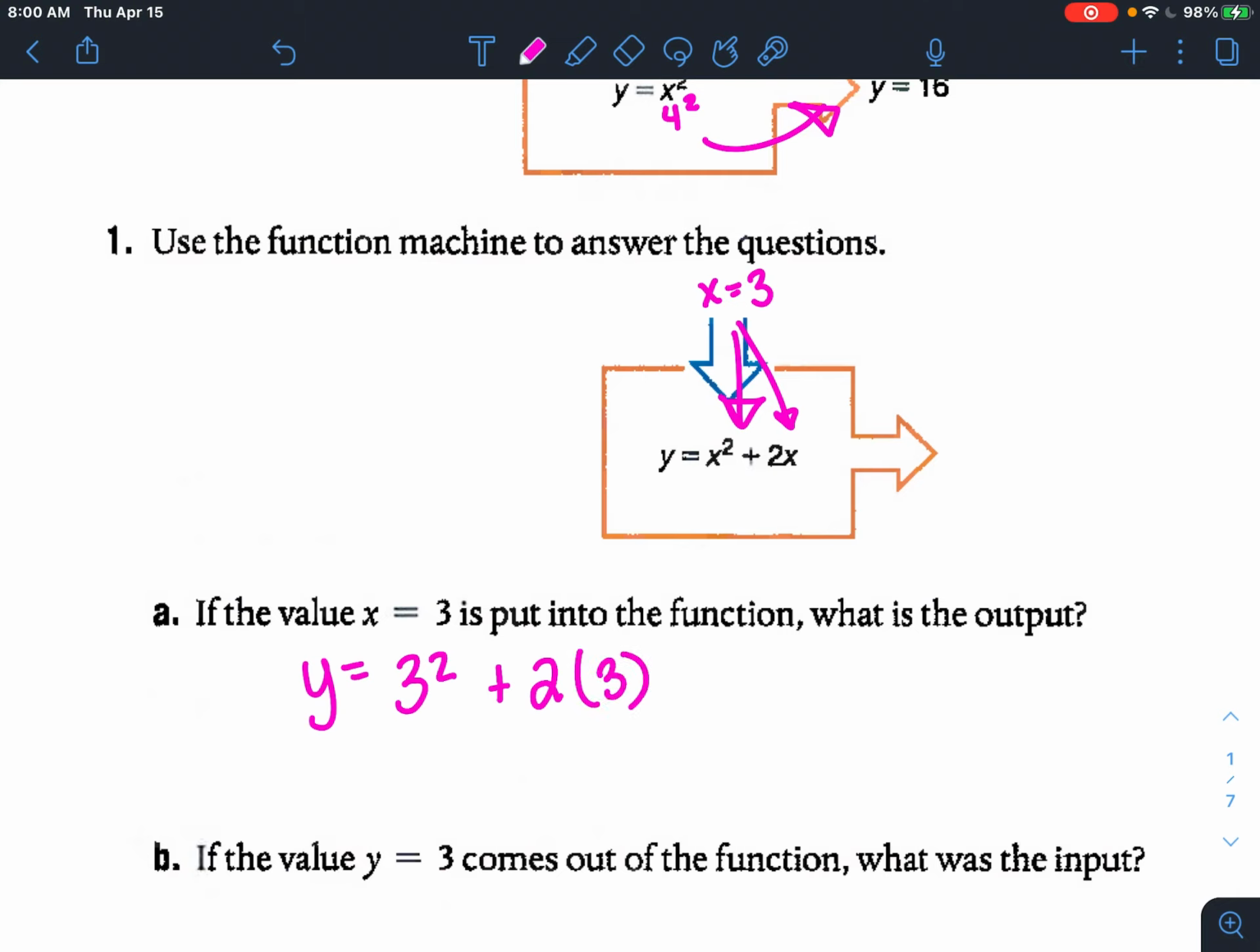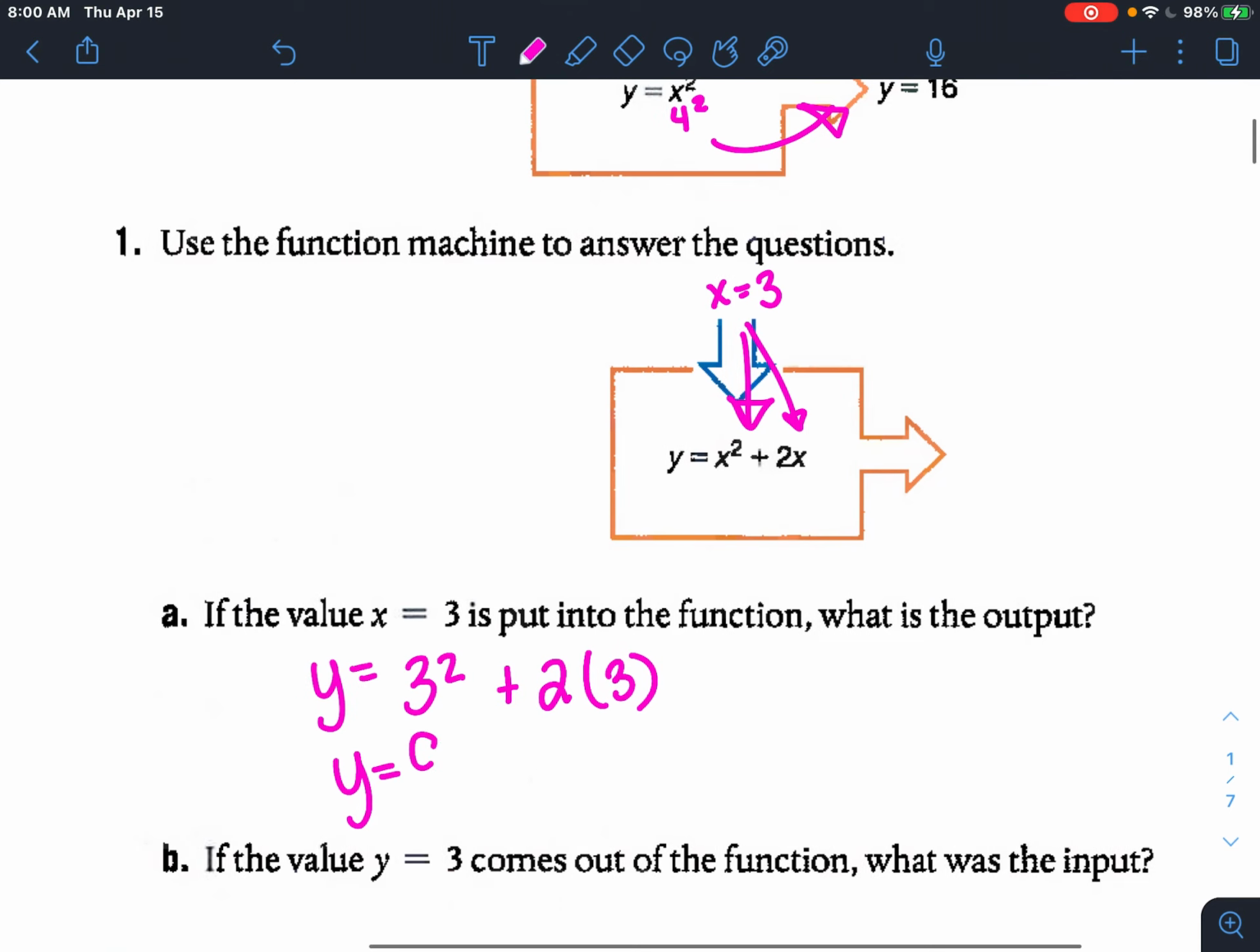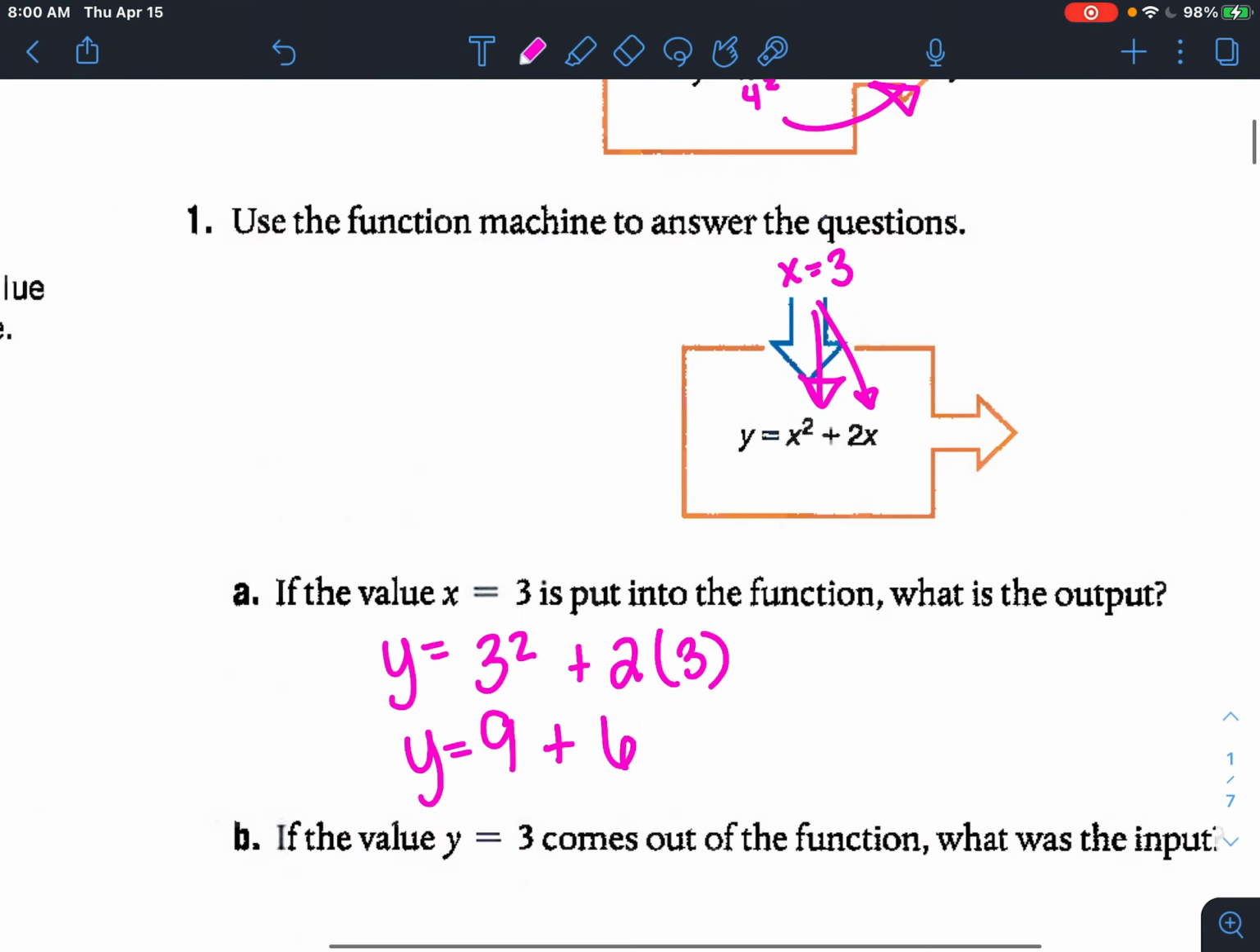And then I can solve for y. So y will equal 9 plus 6. So altogether y will equal 15. That's my output value.